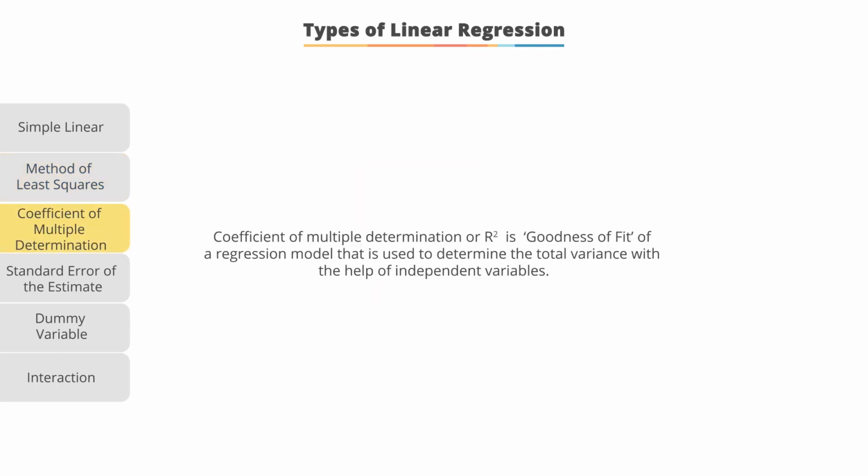Now, when we're looking at the coefficient of multiple determination, what we often use in statistics is r squared. And r squared is a goodness of fit measure on a regression model. It's used to determine the total variance explained with the help of the independent variables. So how well does a single independent variable or multiple independent variables predict y? If r squared is equal to 1, then it fits perfectly. It means that our predictors perfectly explain everything in the model, and there is no error. You could think of it in accordance to the accuracy of the model.